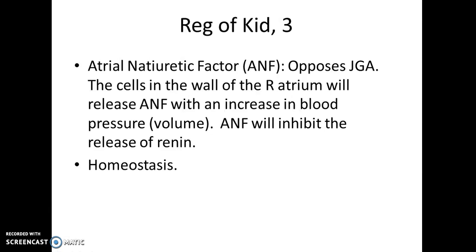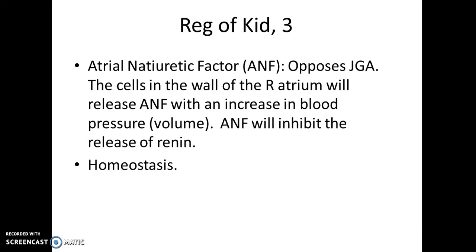The third type is the atrial natriuretic factor, or ANF. Now, in order to maintain homeostasis, you have to have something that works opposite of the other two, right? So if something increases blood pressure, you need to have something that will decrease blood pressure, and that's what ANF does. It opposes the JGA.